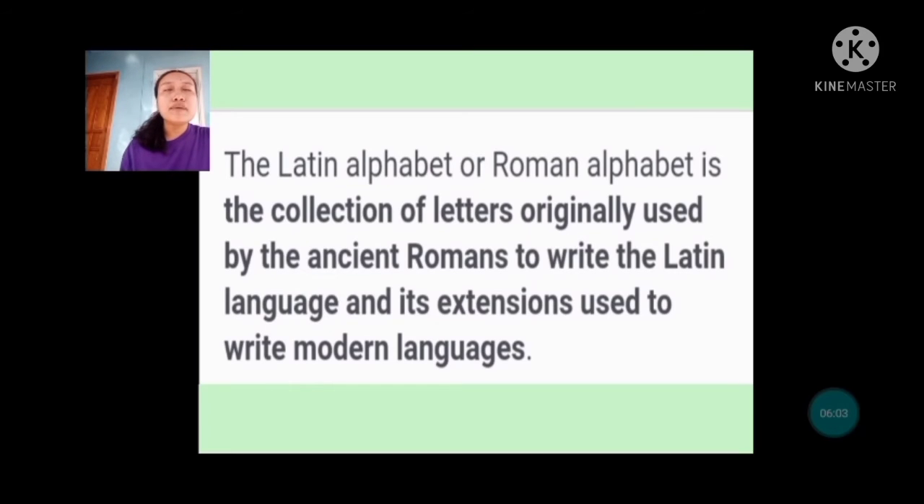So this modern Roman alphabet is usually used to write modern languages. This is what we use for the modern Roman alphabet. It is usually the collection of letters used by the ancient Romans to write the Latin language, and it is used now to write modern languages.